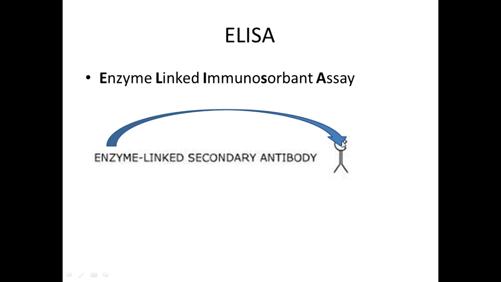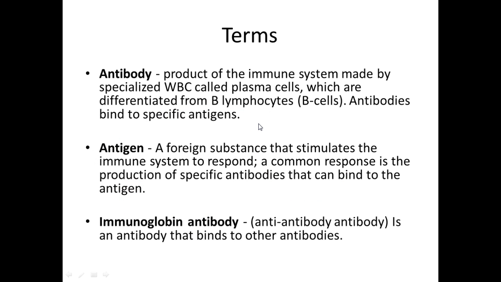So the little Pac-Man represents the enzyme here, and the Y shape represents the antibody, in this case the secondary antibody. So what are antibodies? They're a product of your immune system, made by specialized white blood cells called plasma cells, which are derivatives of your B lymphocytes, commonly referred to just as your B cells. And antibodies bind to specific antigens. And antigens are foreign substances. And typically our immune system will respond by producing a specific antibody against that antigen. So this is a specific interaction.